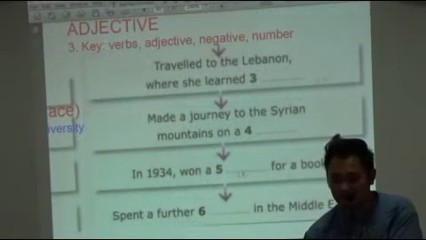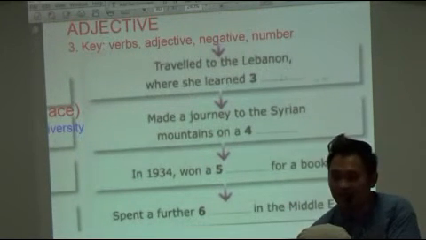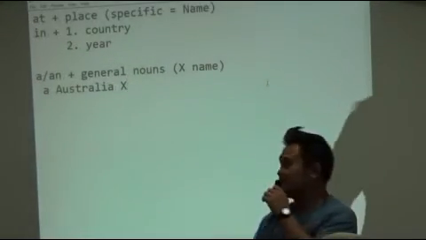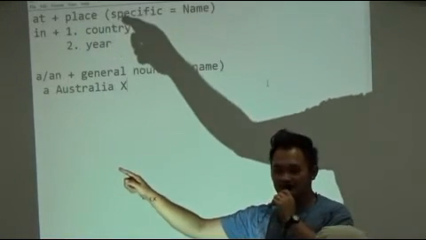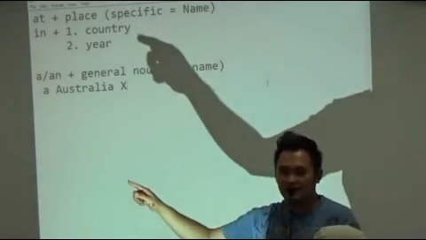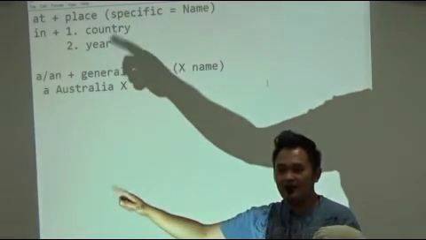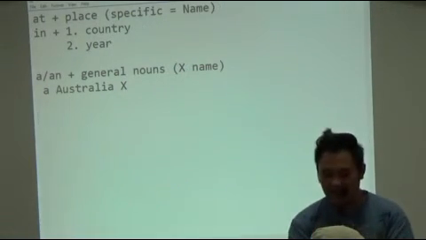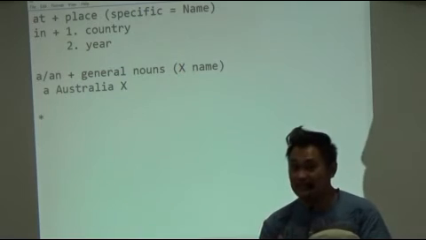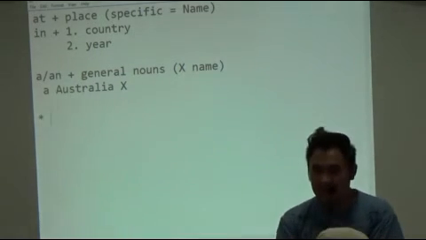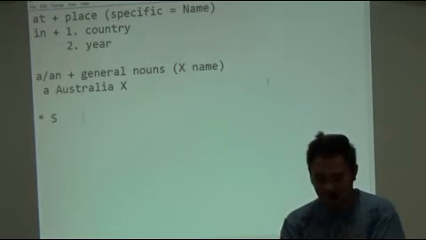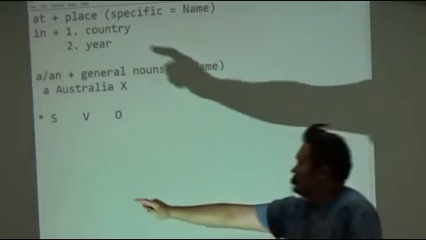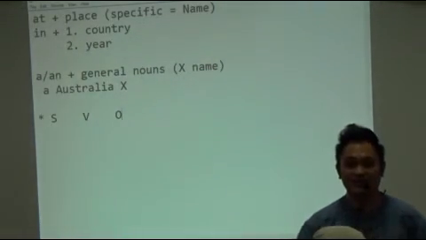"Traveled to Lebanon, where she learned blank." Okay, let's go to your notebook. Today we are learning a couple of things. Everybody say at, place name, in, country, year, and general noun. We also need to have this very important thing. Your best friend for summary is subject, verb, object, SVO. We always follow this method, okay?